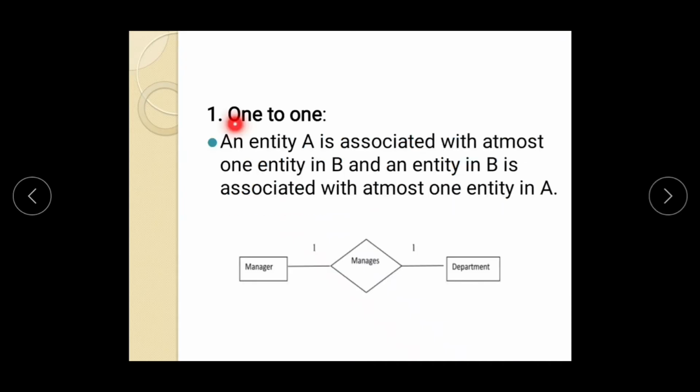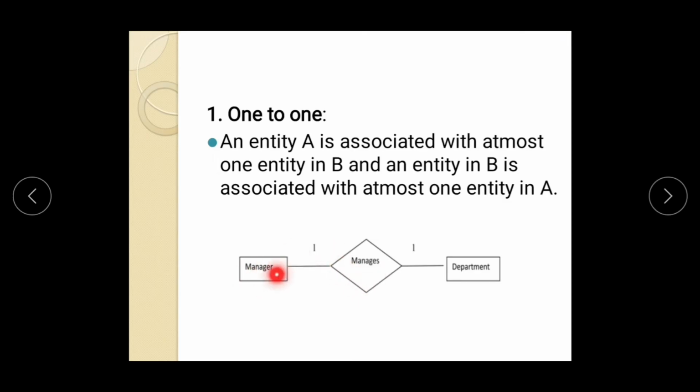So the first cardinality ratio is 1 to 1. What is 1 to 1 cardinality? An entity A is associated with at most one entity in B, and entity B is associated with at most one entity in A. Look at this figure. Here a manager manages a department. So the entity types are manager and department, and the relationship type is manages.